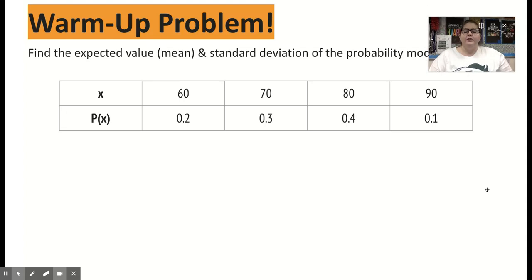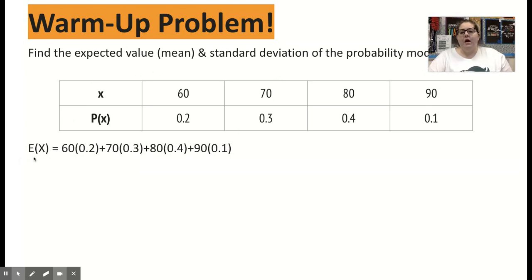Just as a warm-up, if I were to find the expected value or mean and then the standard deviation of this probability model, I'm going to give you a second, maybe pause the video, see if you remember how to do this, and then I will go ahead and show you the answer and the formula. So for expected value or mean, we do each number in the table times its probability, and we add those all together. So 60 times 0.2 plus 70 times 0.3, etc. And that gives me a mean or an expected value of 74.